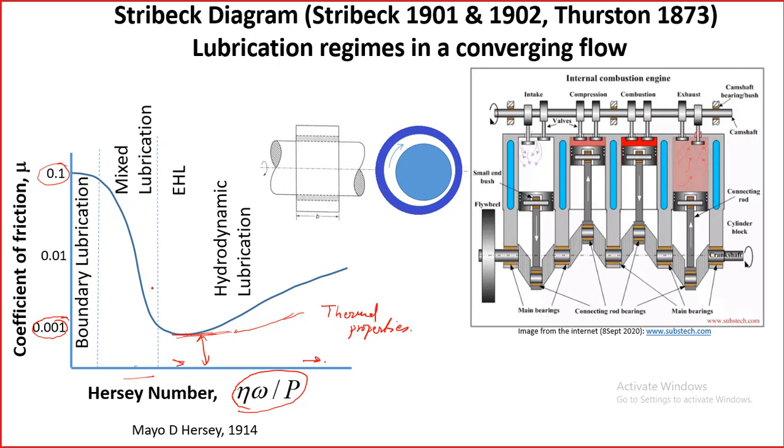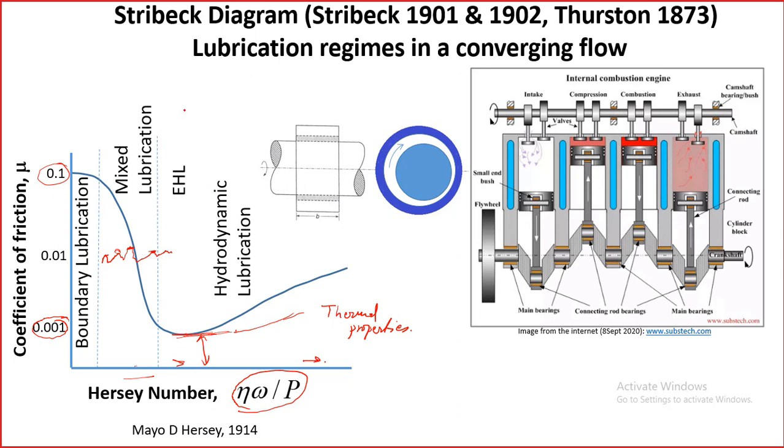Mixed lubrication is in between boundary and hydrodynamic lubrication. So here basically you have partial hydrodynamic lubrication. For example, you may have some hydrodynamic lubrication on some of the asperities, while other asperities have dry contacts.